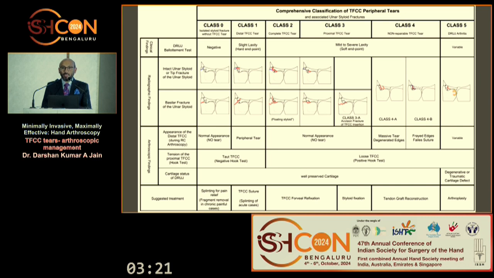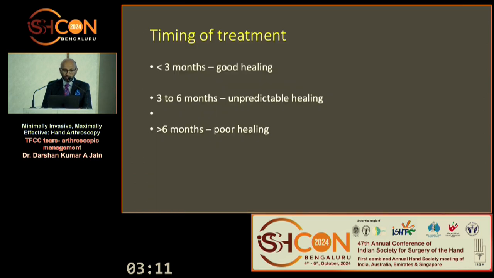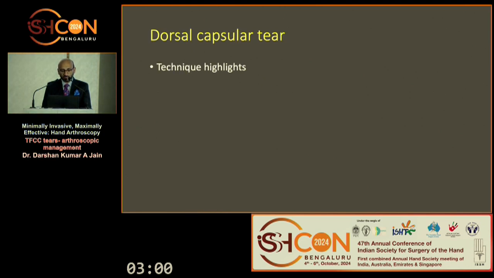So this is a very complex classification. That's why I use the Palmer classification, which is simple, and you can always use variants, or if at all any bony component is there. So timing: less than 3 months is relatively good healing, and 3 to 6 months is unpredictable. More than 6 months is definitely poor healing, because there are chances that some arthritic changes would be there if at all there are some fractures.